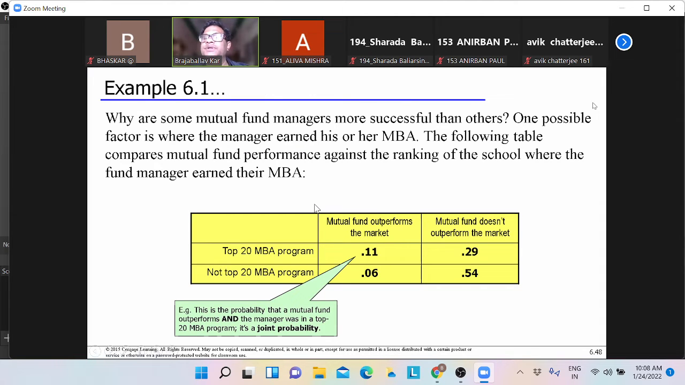Now, please pay attention here. This is an example. What it says is, the example talks about MBA students from top 20 programs and not top 20 programs. And these MBAs manage the mutual fund operations. And mutual funds either will outperform the market or will not outperform the market. Is that clear? Yes, sir. All right.